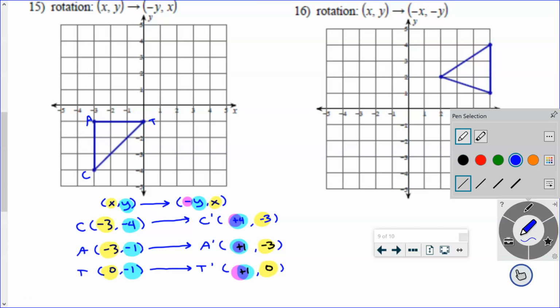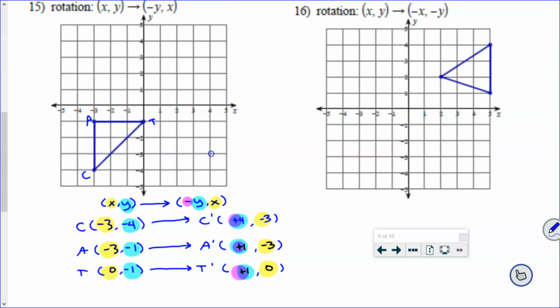Let's plot those new points. C prime is 4 comma negative 3, labeling that C prime. A prime is 1 comma negative 3. That's A prime. T prime is 1 comma 0. That's T prime. Drawing that triangle.